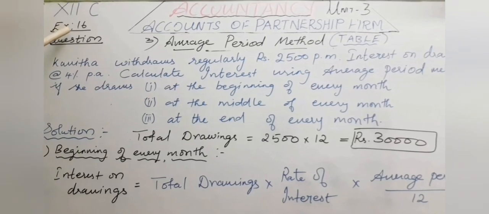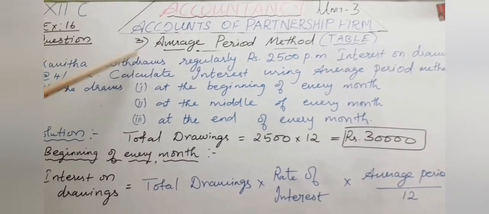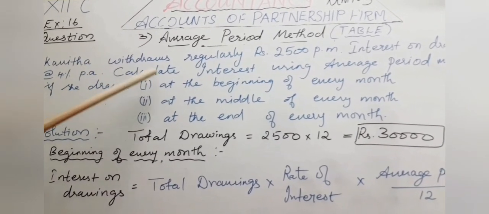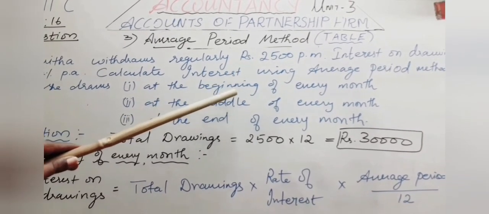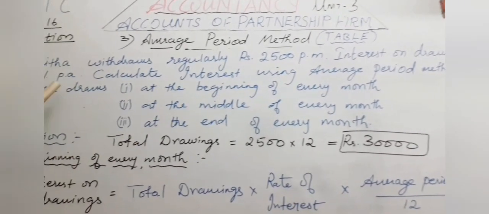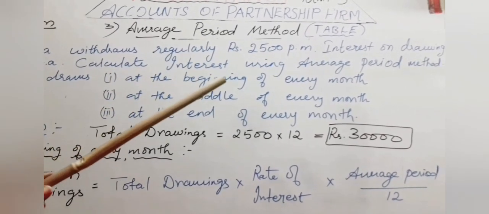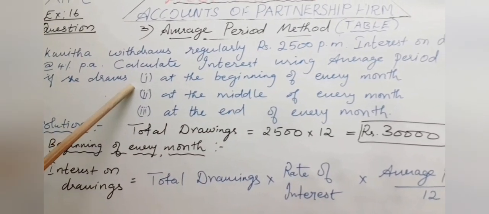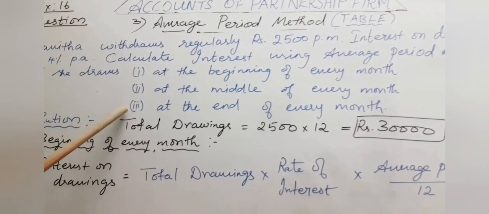Next you see question 16. We are going to calculate using the average period method. The sum goes like this. Kavita withdraws regularly rupees 2500 per month. Interest on drawing is 4%. Calculate interest using the average period method, if she draws at the beginning of every month, at the middle of every month, and at the end of every month. The question goes like this.